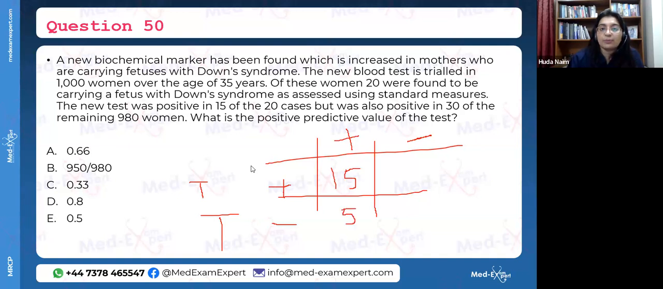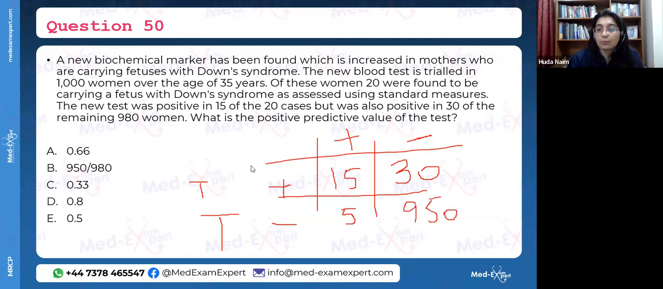And this test was also positive in 30 of the remaining 980 women. So you had 980 women here who were negative from your main test. But with the new test, you had 30 positive here, who were negative according to the main test, but according to the new test they were positive. And then you had 950 remaining here. Out of the 980, 30 were positive and 950 were negative.